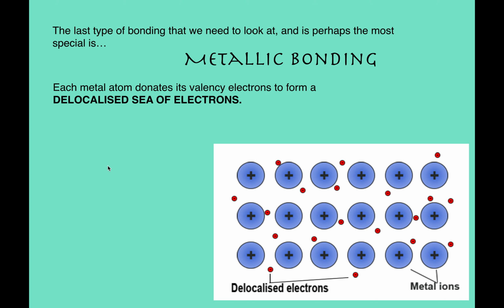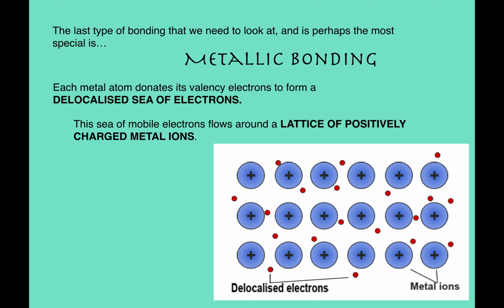The first thing to get your head around is the idea that each of the atoms in the metal gives its valency electrons, or the outer shell electrons, to what's called the delocalized sea of electrons. So it donates electrons to this sea of electrons that flows between the ions, because they've lost electrons. So each atom gives up its valency electrons, it forms an ion, and the sea of electrons flows around the ions. And those ions are in a lattice.